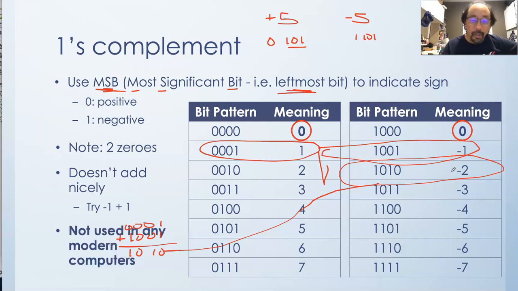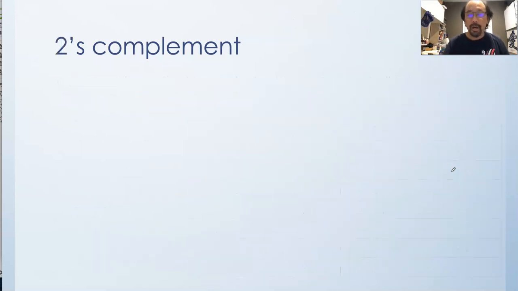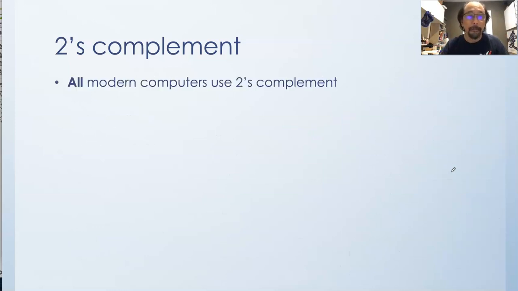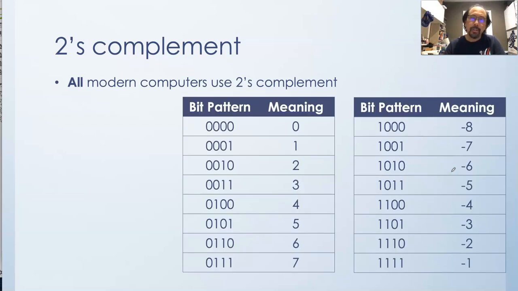So today, most computers do not use 1's complement as a way of storing negative numbers. They use what is called 2's complement. This is the standard encoding for negative numbers in all computers that we talk about today. So, what's 2's complement? It still uses the most significant bit as a way of indicating sign, so 0 means positive and 1 means negative.